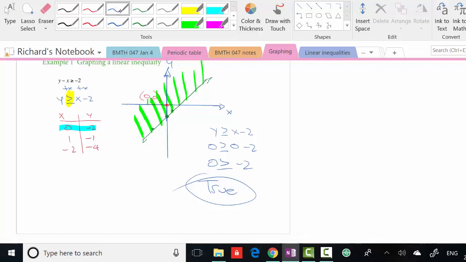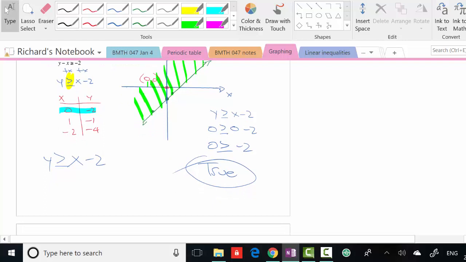Let's just do the same calculation. I'm going to be using the inequality y is greater than or equal to x minus 2. With the first ordered pair, x is 0 and y is minus 2. So I'm going to feed those numbers into the inequality. So y is minus 2, greater than or equal to, well, if x is 0, 0 minus 2. So this reduces to minus 2 greater than or equal to minus 2.